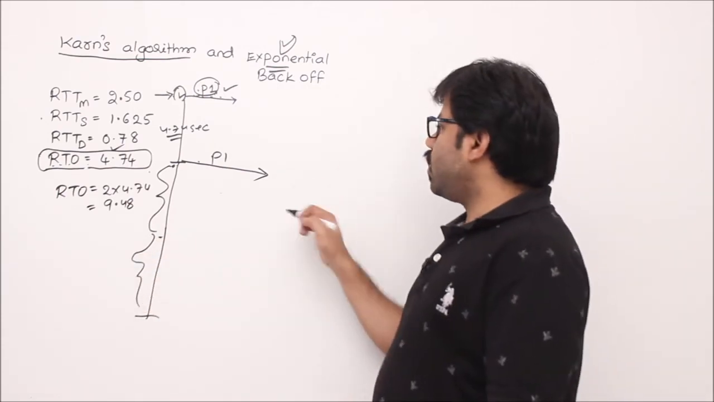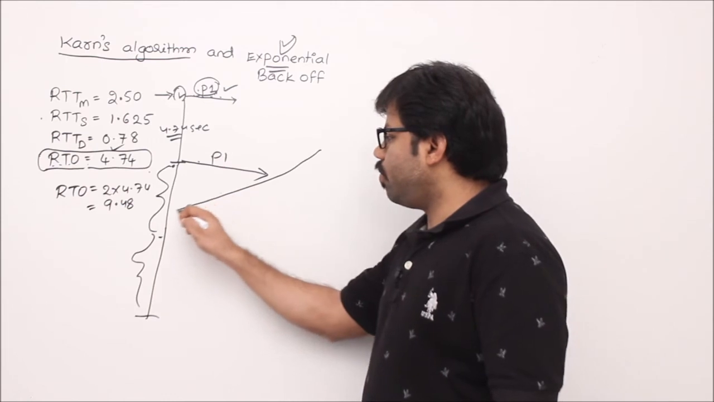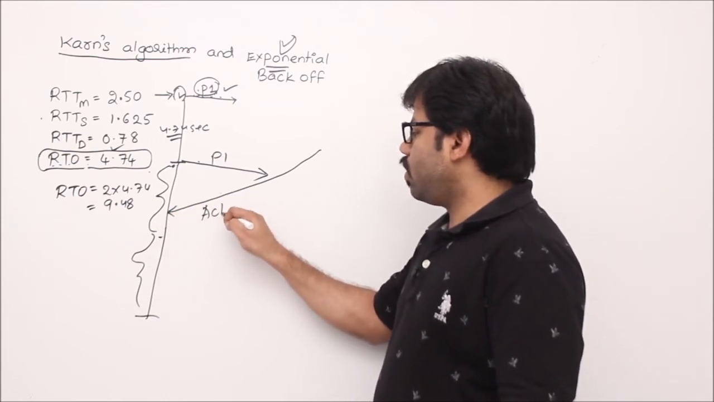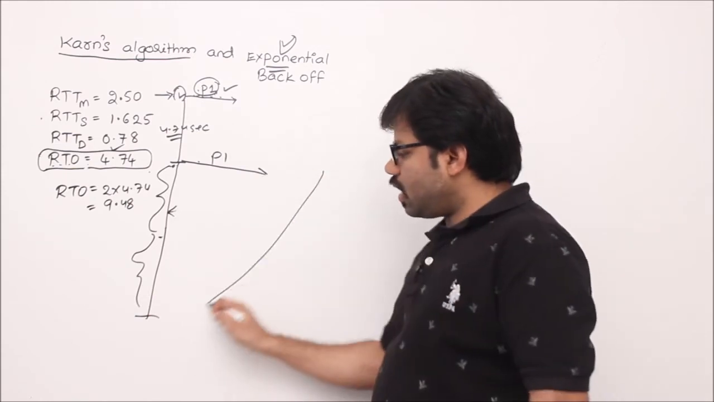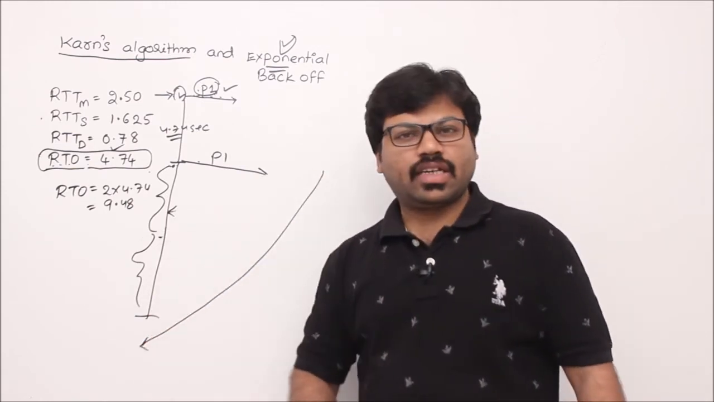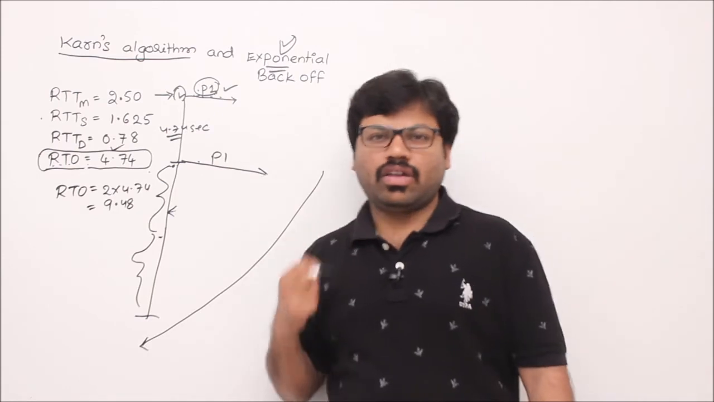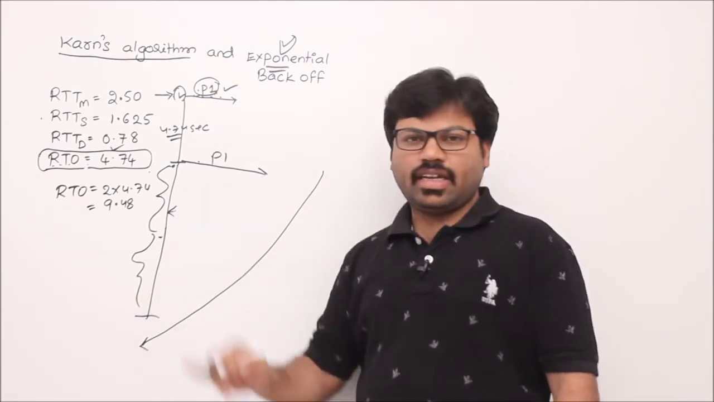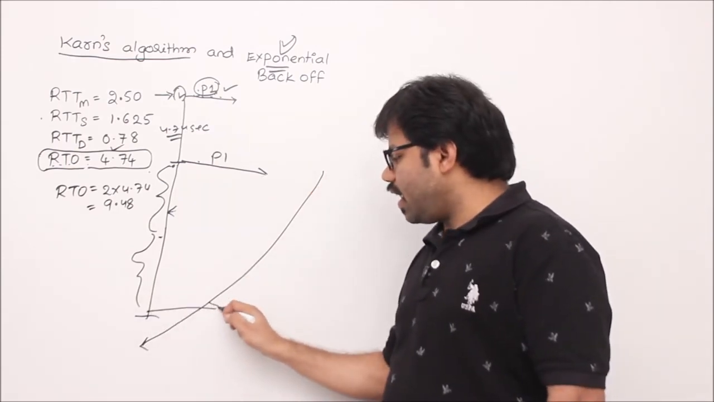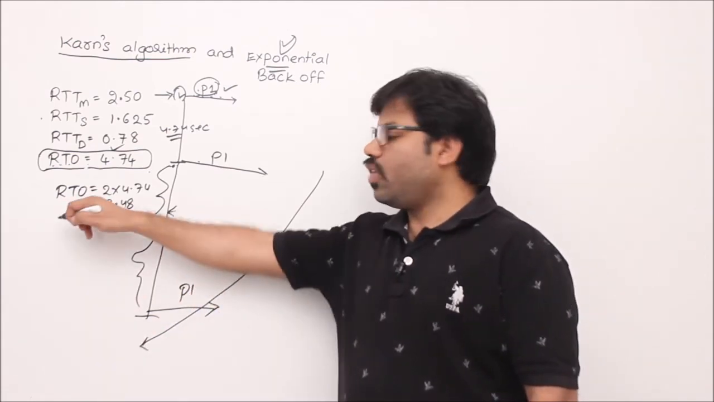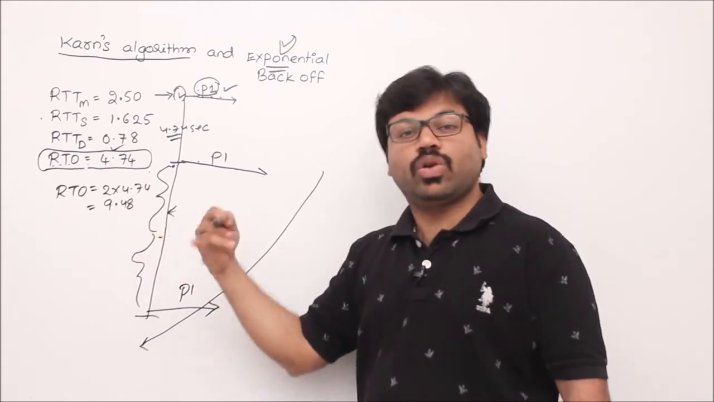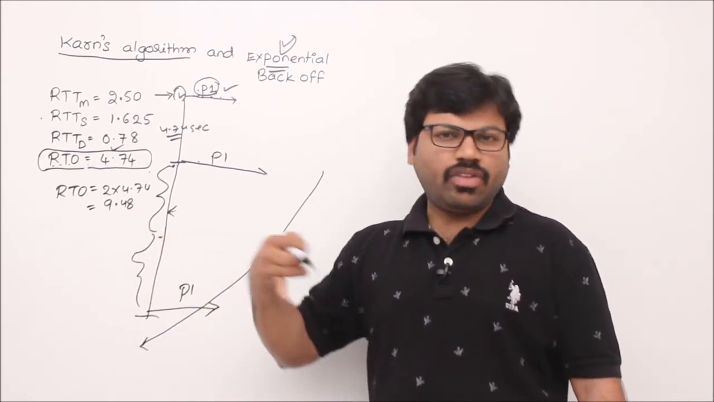Okay, now assume that the acknowledgement has come here. Sir, what if this acknowledgement doesn't come in this duration? It comes after 9.48 seconds. What I told you, recall. If it doesn't come in the right time, then we do the retransmission again. Same packet P1, and the RTO will be doubled again: 9.48 into 2, 18.96. In that way we continue.